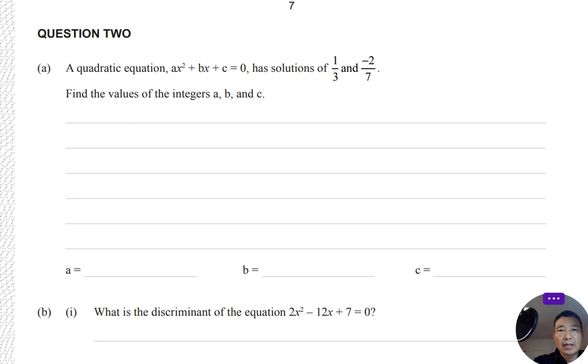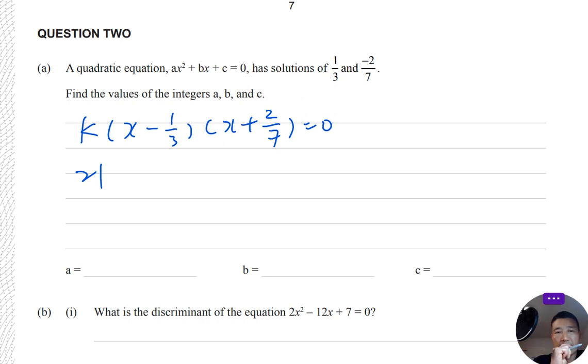Now, to do that, you've got to say k(x minus 1/3)(x plus 2/7) equals 0, right? And then we expand this. Now, because I have a 3 and 7, I'm going to choose 21 for k, so that I can get rid of denominators. So I'm going to approach it this way.